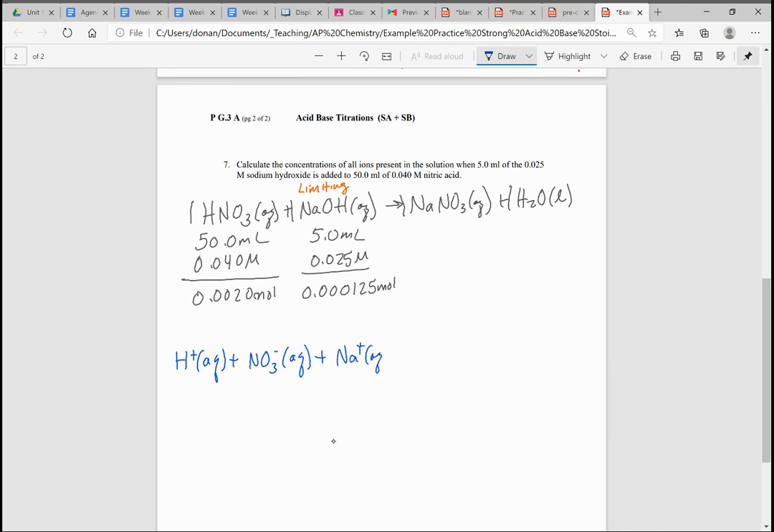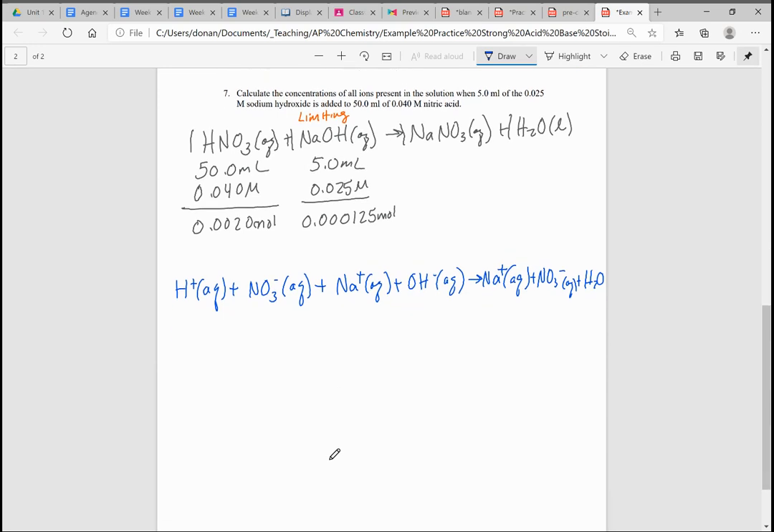Sodiums dissociate, so we have sodium and hydroxides. Sodiums dissociate, so we have sodiums and nitrates. And then we have some water. Okay.